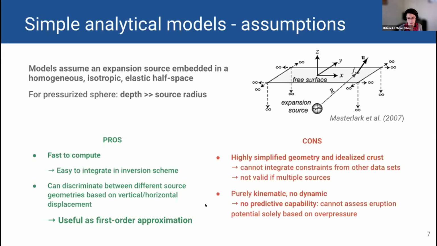Now, the main limitations are related to those underlying assumptions. The main one is the highly simplified source geometry and idealized crust, so it doesn't allow us to consider variations in crustal parameters or include other data sets or multiple sources. And second is that those models are purely kinematic, so they do not consider the dynamic process that leads to the change in pressure. So they cannot be used to predict the evolution of the deformation with time, and they can't really be used to assess the eruption potential at a volcano.